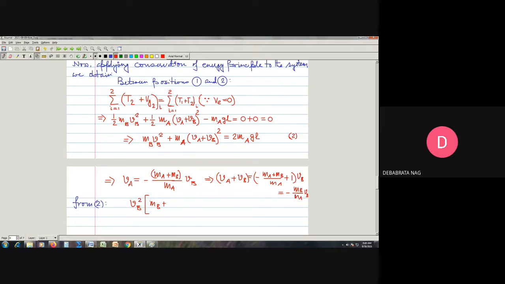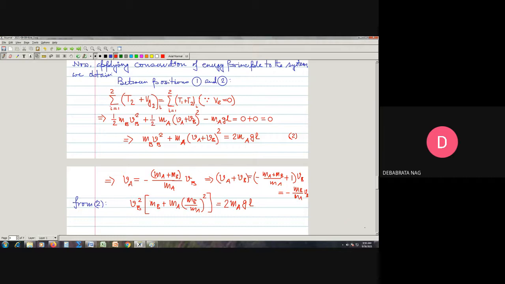Since we require this term here, I can therefore say that it is going to be MA into MB by MA whole square, correct? This into VB square, because there is this VB term. So here it will be VB square and then this VB square. I can take the VB square common and write it in this manner, and that should be equal to twice MA into G into L.